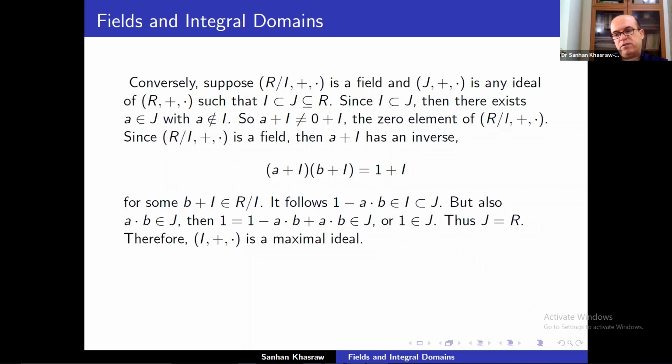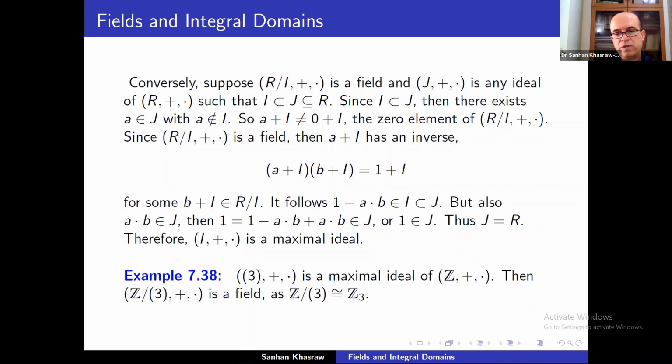Let me explain this theorem by a simple example. As I said before, the ideal generated by 3 in Z is maximal. Let's look at the quotient of Z by the ideal generated by 3. By the theorem, Z over the ideal generated by 3 is a field.